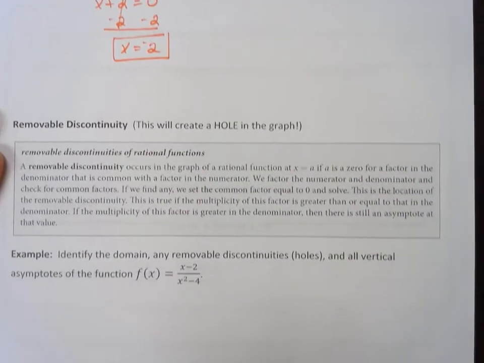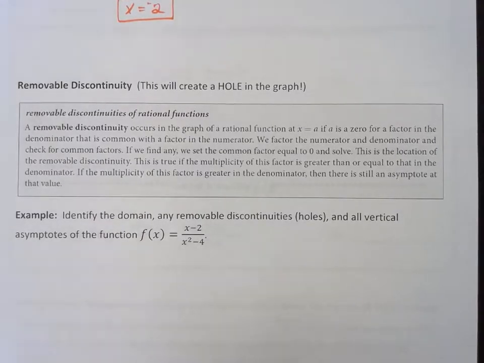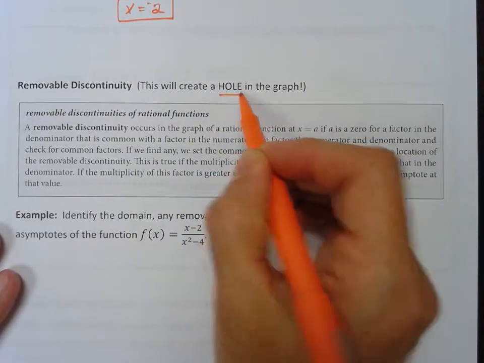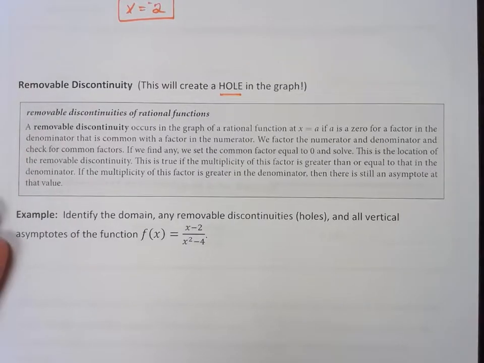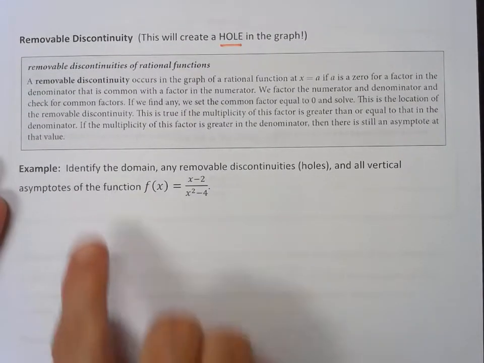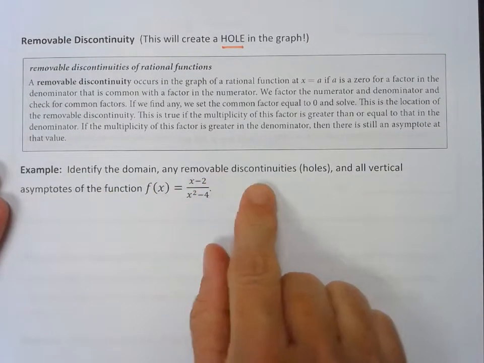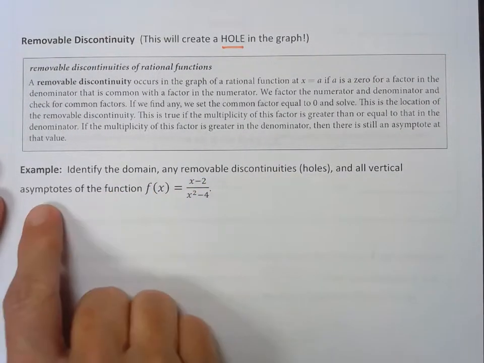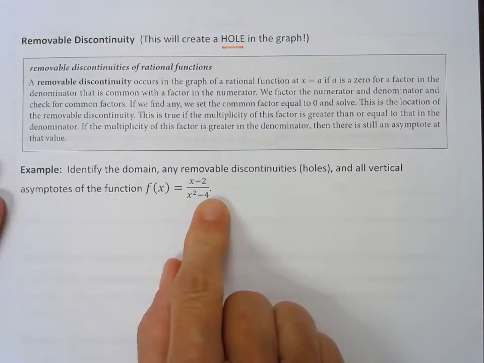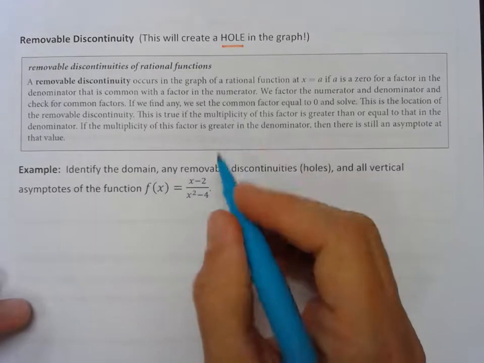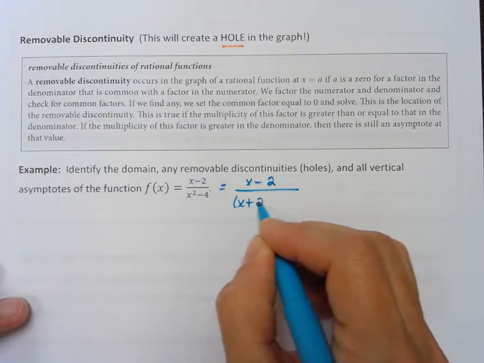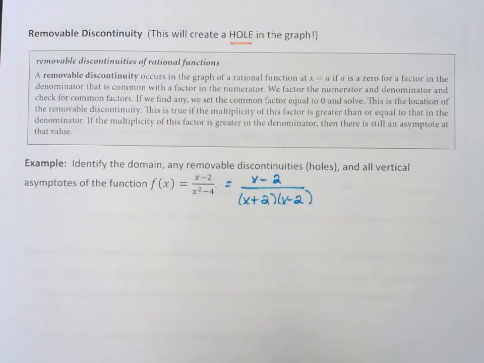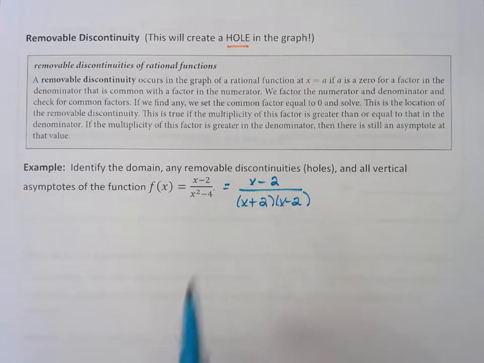Now, sometimes you have what's called a removable discontinuity. That just means you're going to make a hole in the graph. Removable discontinuity means a hole in the graph. I'm going to let you read all of this paragraph, but I want to talk to you about what it really means. Identify the domain, any removable discontinuities or holes in the graph, and all vertical asymptotes of this function. Well, to do that, what we need to do is factor it. This is equal to x minus 2 over x plus 2 times x minus 2. Because this is difference of squares, it will factor into this.